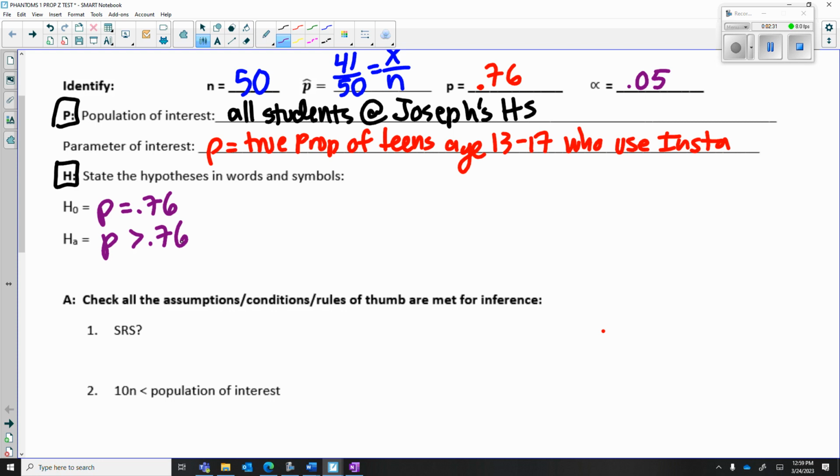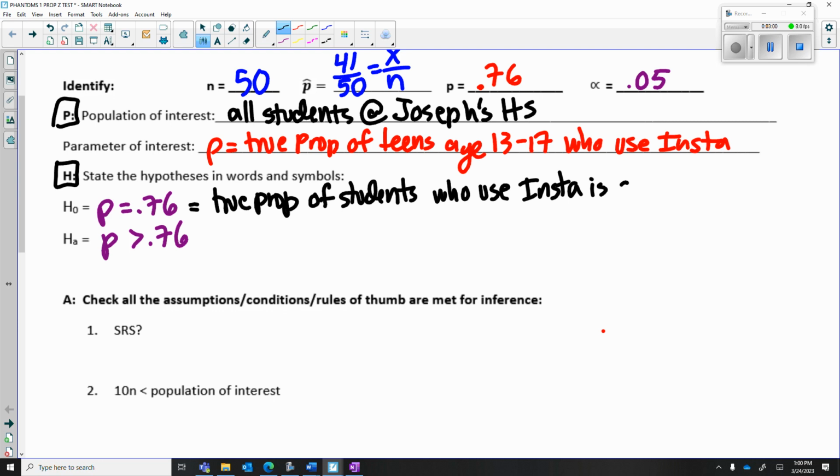Remember, the null is always an equal to sign. The alternative is the direction that you believe is true. Notice you still use p and p, that's the parameter. And then you still use 0.76, 0.76. It's just you choose a direction of what you think is the truth. So in words, this would say that the true proportion at Joseph's school of students who use Instagram is like the national study, at the 76%, which is the national study done. Okay, but the alternative is that the actual proportion at Joseph's school is greater.